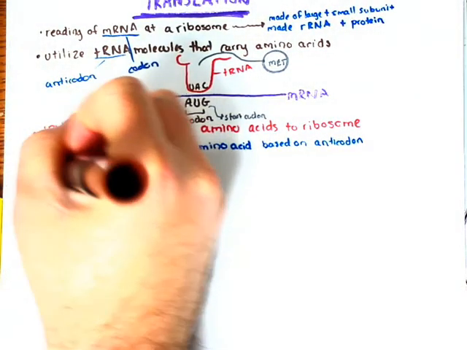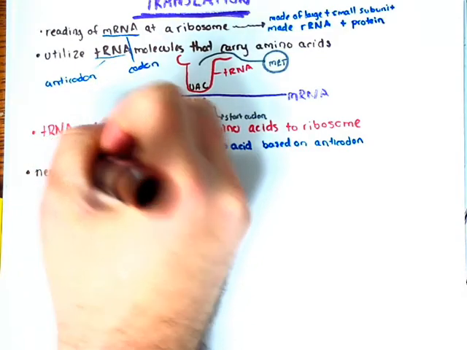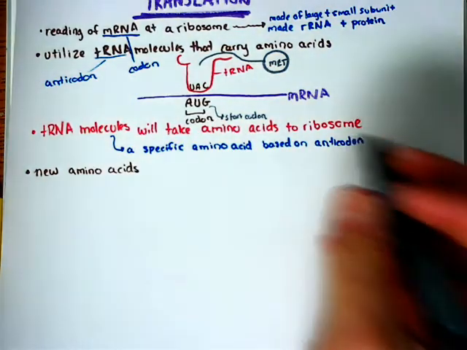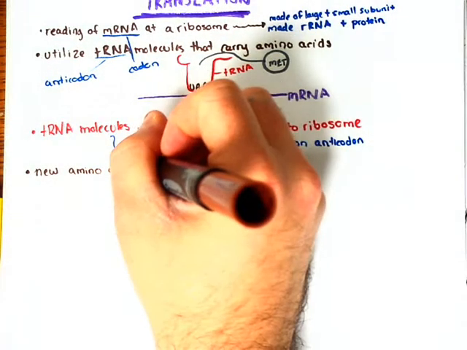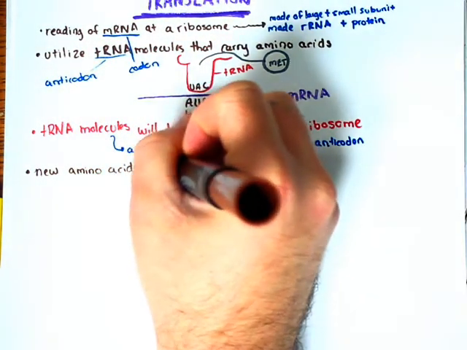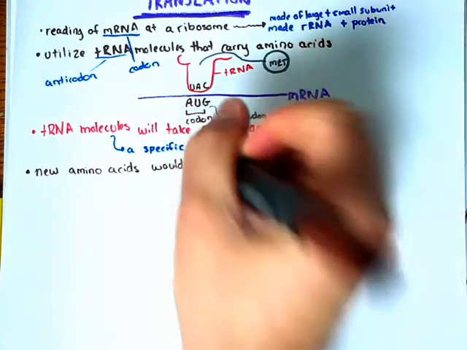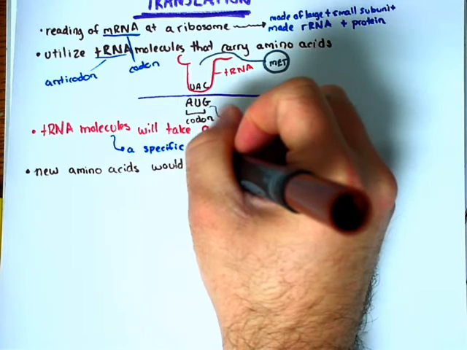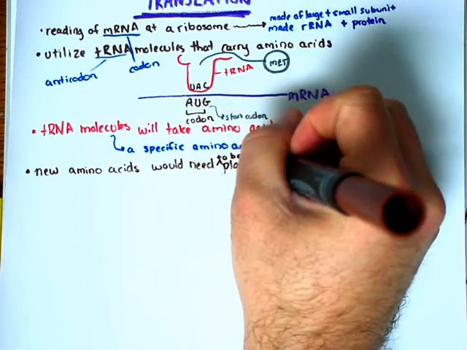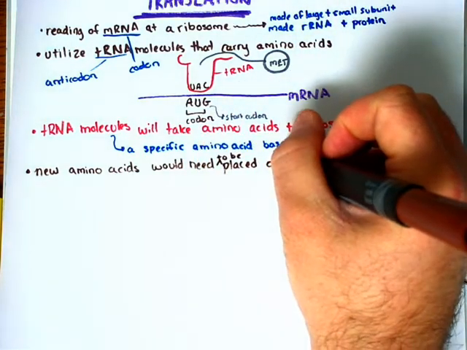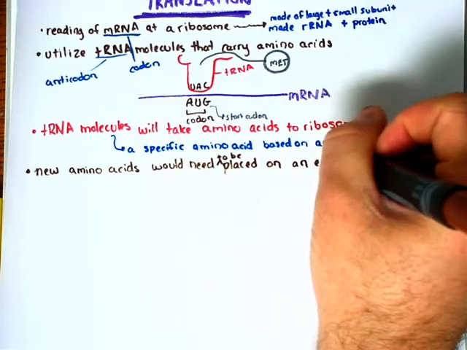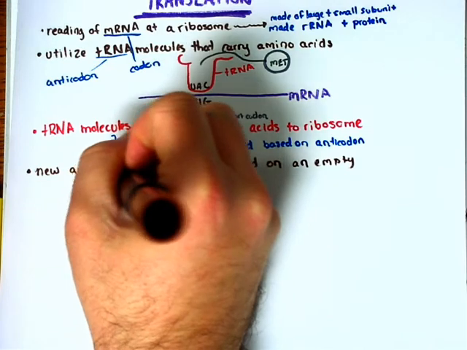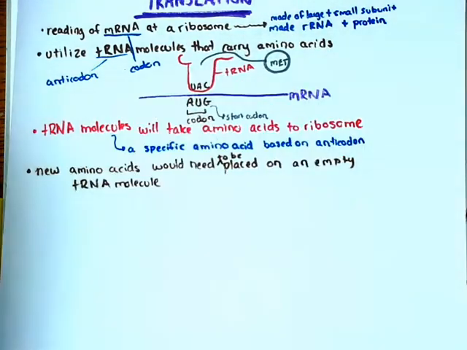Now the problem that we would have is that after a period of time, once the amino acids are taken to the ribosome, your tRNA molecule would be blank. So we have to add new amino acids. We need to place them on an empty tRNA molecule. Okay.